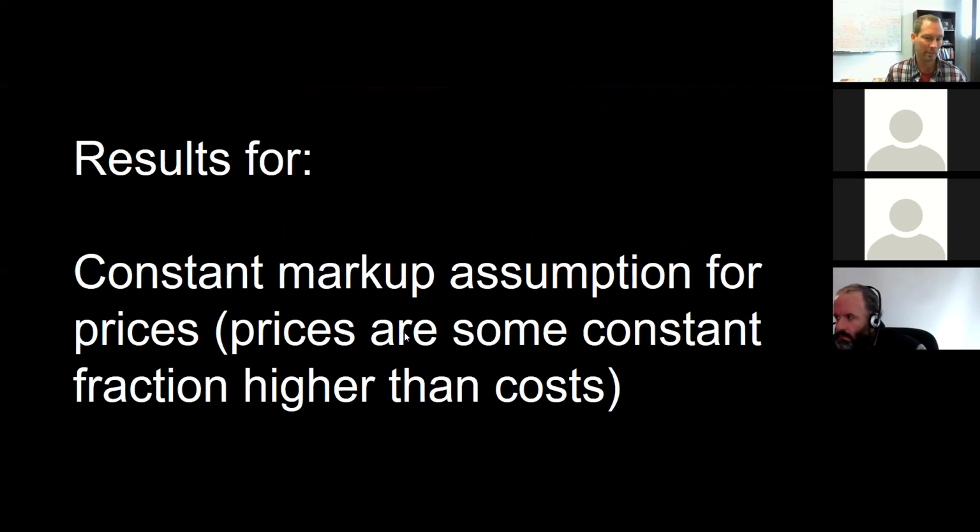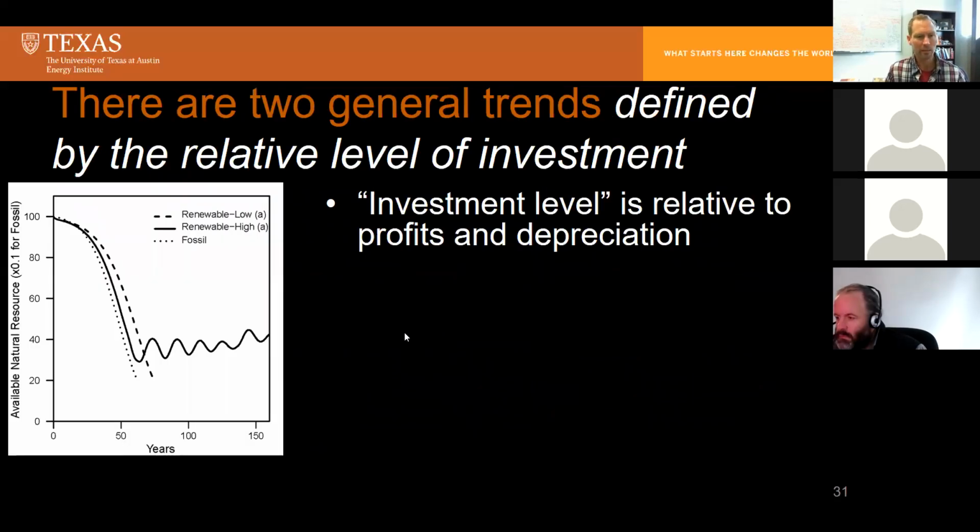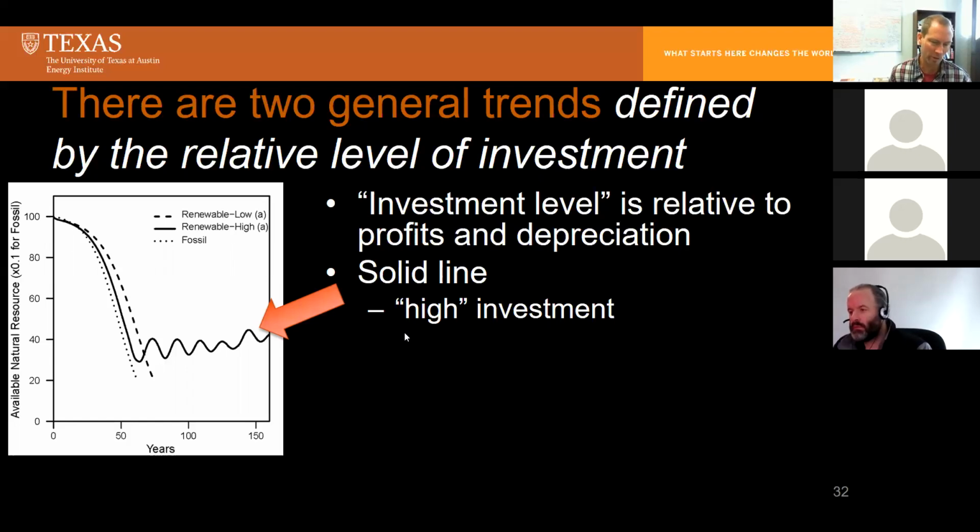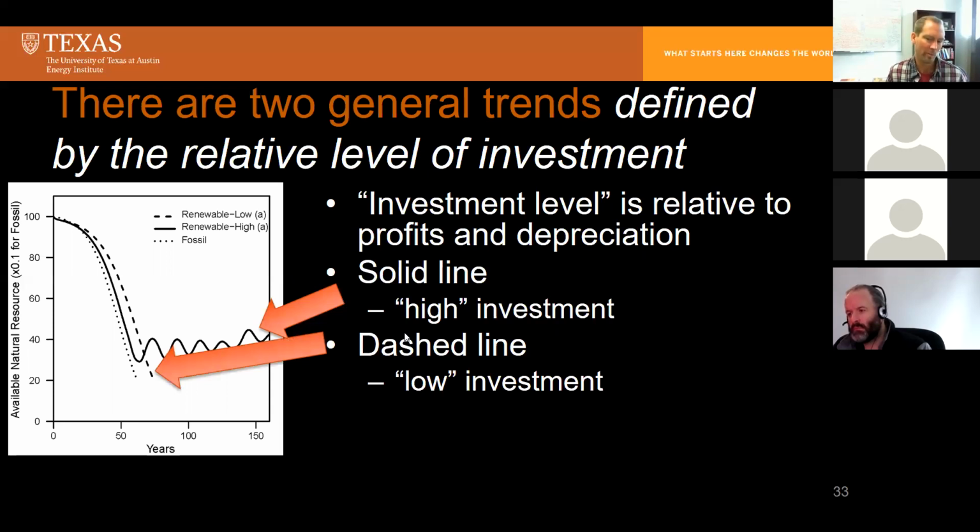All right, so here are the results. Again, a constant markup assumption for prices. There are two trends I'm going to show you in most of these charts. It actually has three trends. The investment level is relative to profits and depreciation. Investment is defined by a parameter multiplying depreciation plus some parameter multiplying profits. So when I say a low level of investment, that just means those parameters are relatively low, and a high level means they're a little bit higher. And you end up with a threshold of different results. The solid line in all these charts will be the high investment case. The dashed line is the low investment case.